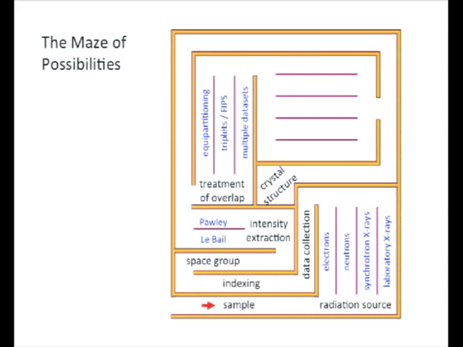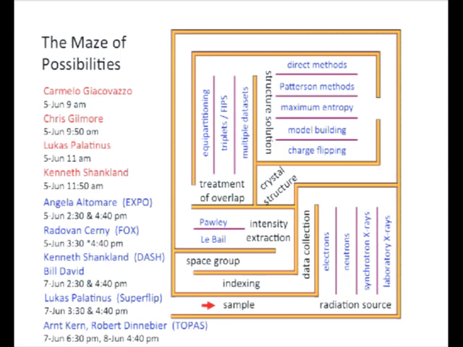Okay, back to our maze. We're now here. We have a list of HKLs, we have a list of intensities, however we've got them. Now we can solve the structure. There are lots of different ways of solving the structure, and you can see there are lots of talks and demonstrations about this. This is the key, perhaps, to the whole procedure.